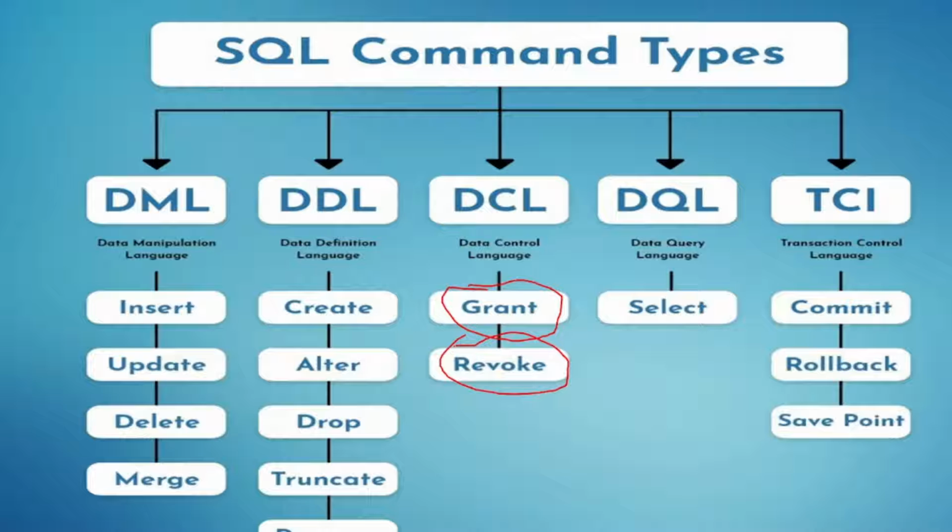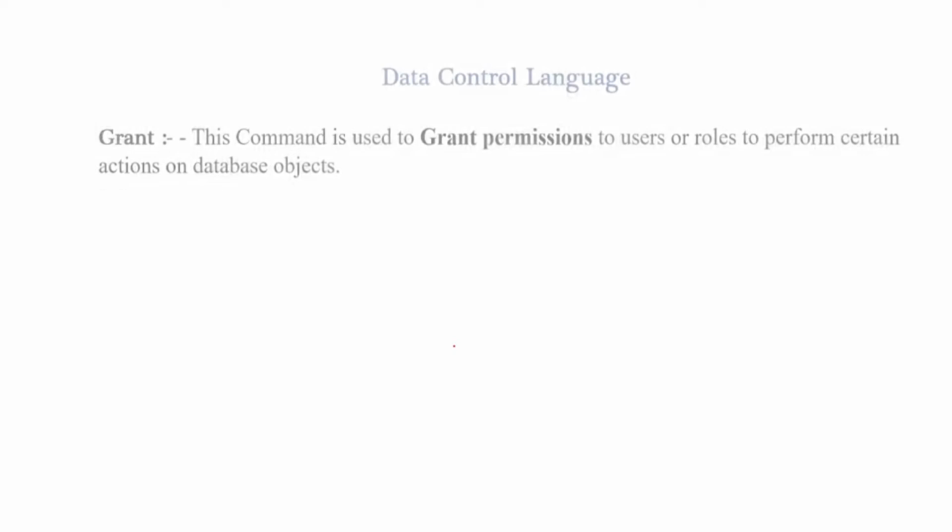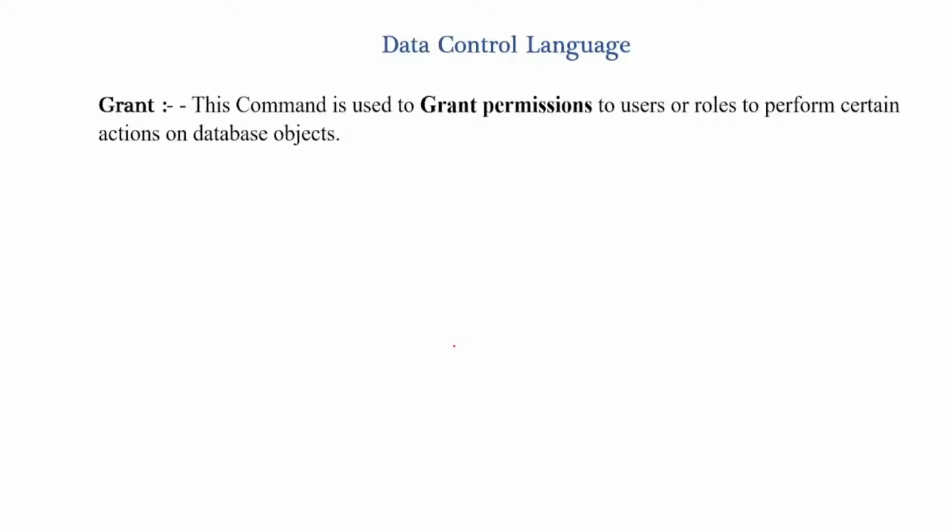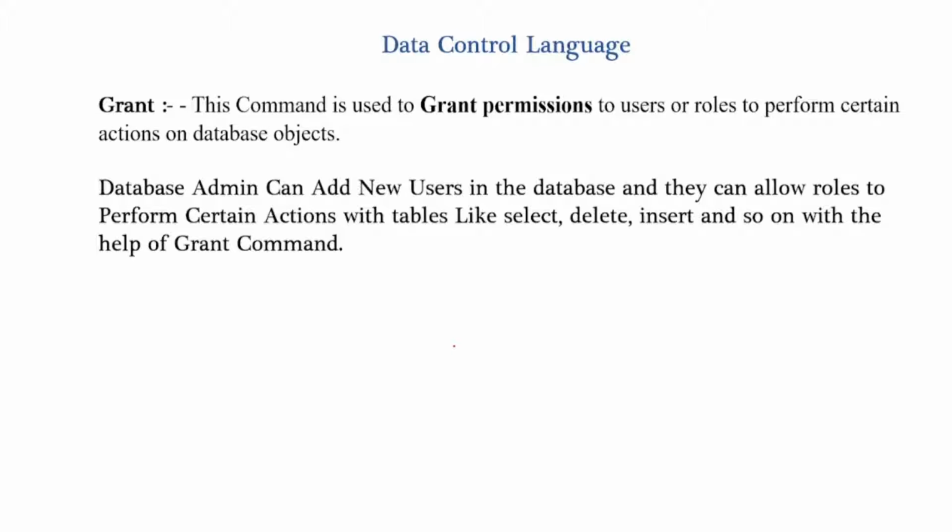So let's first understand why we require the grant and revoke commands. This command is used to grant permission to a user or roles to perform certain actions on database objects. A database admin can add a new user in the database and allow roles to perform certain actions with tables like select, delete, insert and so on with the help of the grant command. And suppose the database admin wants to give permission to a user who can only view the tables but can't update or delete anything in the table.